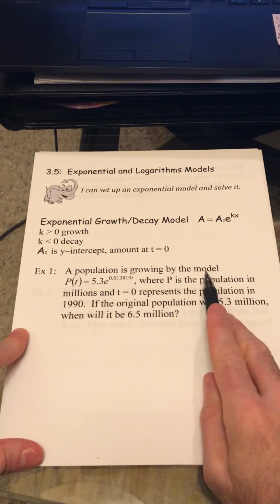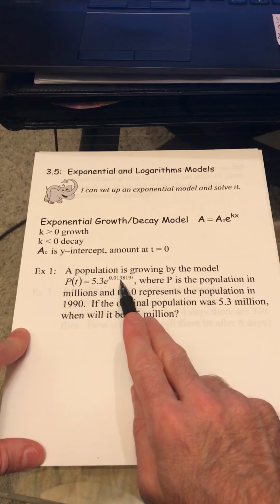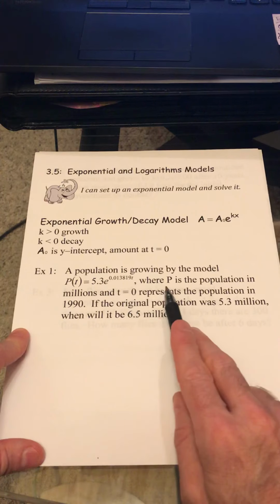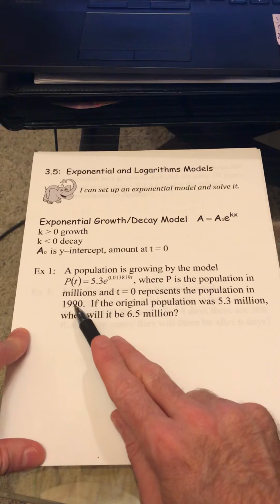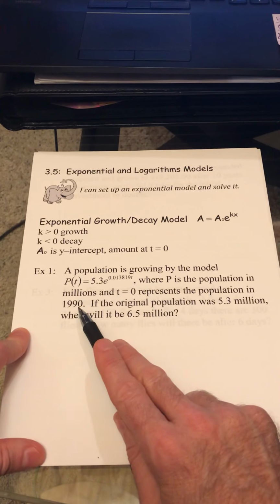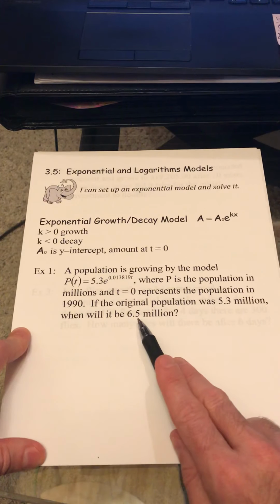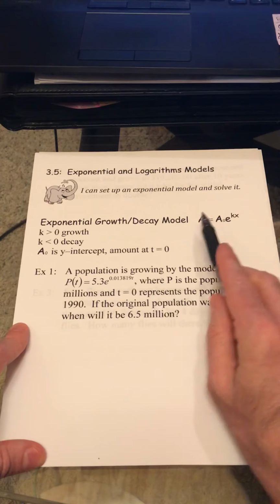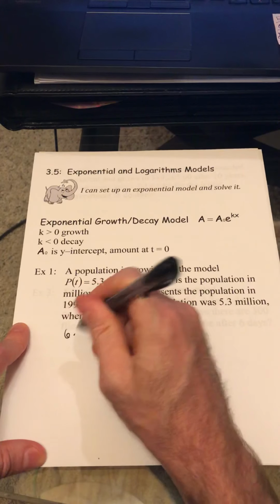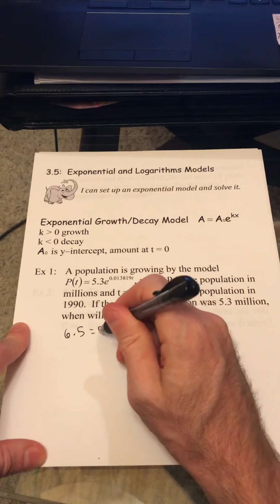Here we have a population growing by the model P of t equals 5.3 e to the 0.013819 t, where P is the population in millions, and t equals 0 represents the population in 1990. If the original population was 5.3 million, when will it be 6.5 million? So again, the 6.5 million is your final amount for A.